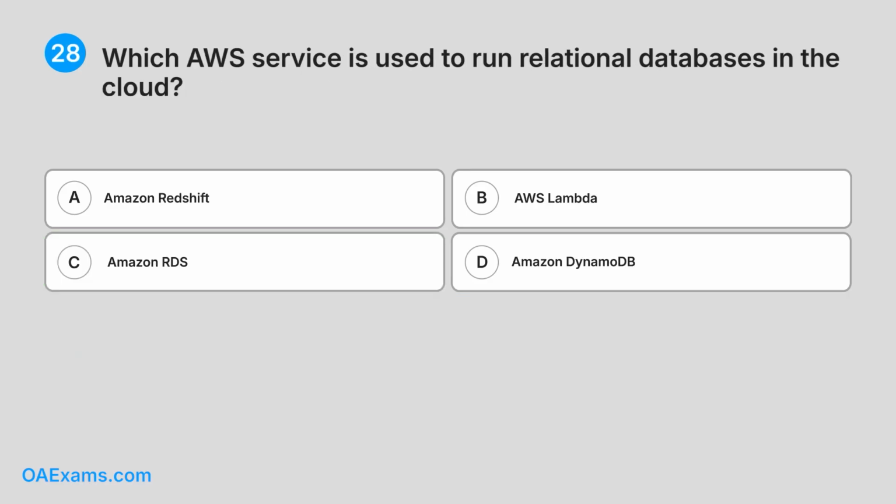28. Which AWS service is used to run relational databases in the cloud? A. Amazon Redshift. B. AWS Lambda. C. Amazon RDS. D. Amazon DynamoDB. Do you know the answer?